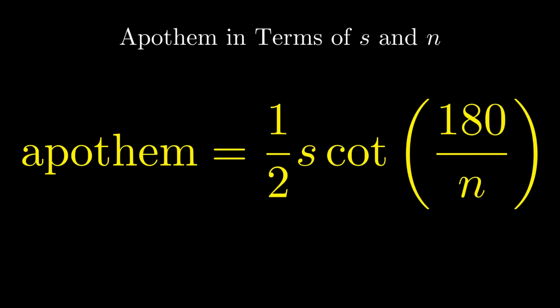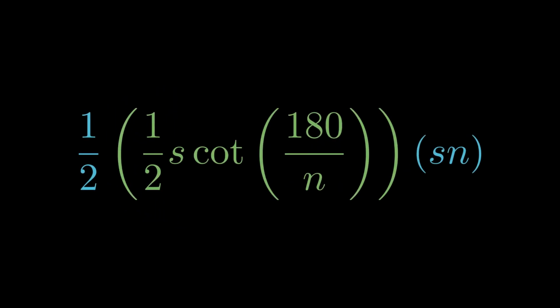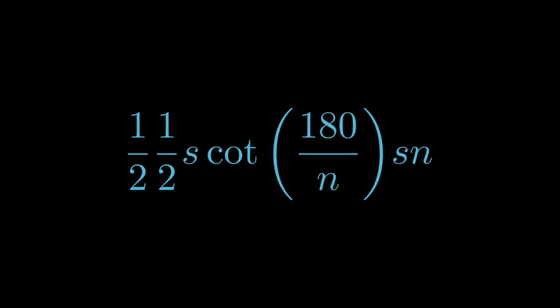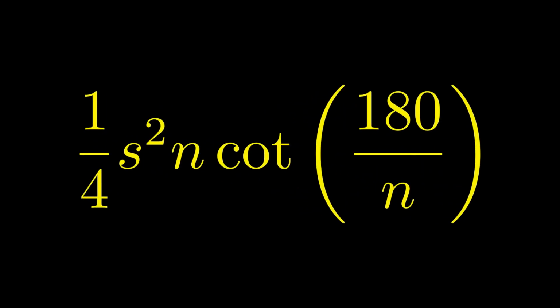We're almost there. Combine this with the other variables of the original formula following the commutative and associative rules, and we finally get 1/4 s squared cotangent 180 over n. Just plug the values of s and n, and we get the area by pressing the right buttons on a calculator. But what if we don't have a calculator?